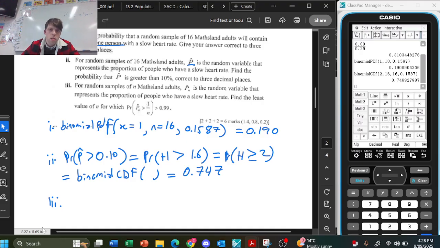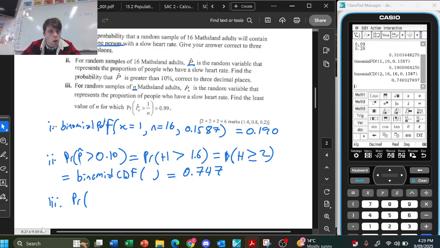So first up, we're talking about this sample proportion, and if that sample proportion is greater than 1 over n, we're told that the number of people in our sample is n. So effectively, if the sample proportion is 1 out of n, that means that there is a total of 1 person in our overall sample that has a slow heart rate. So we want, what's the probability that 1 or more people in our sample has a slow heart rate?